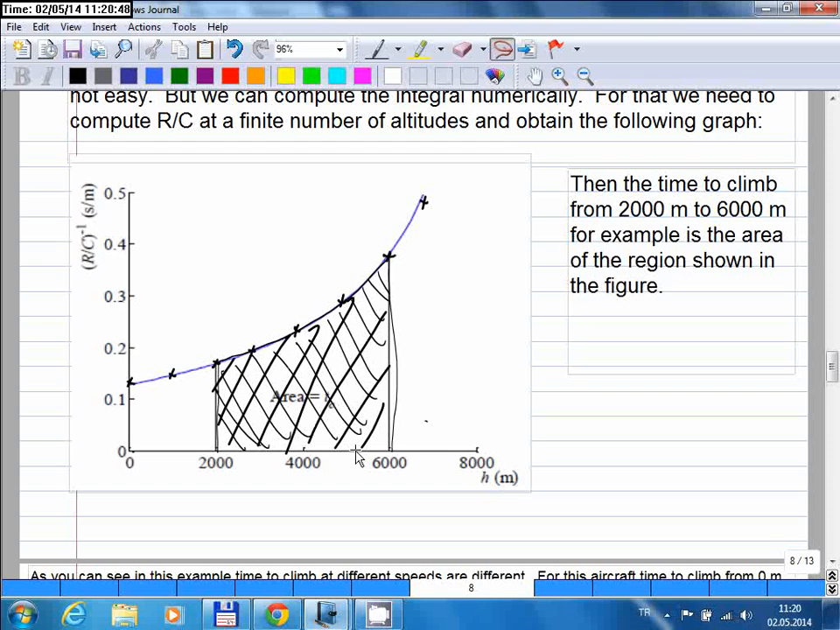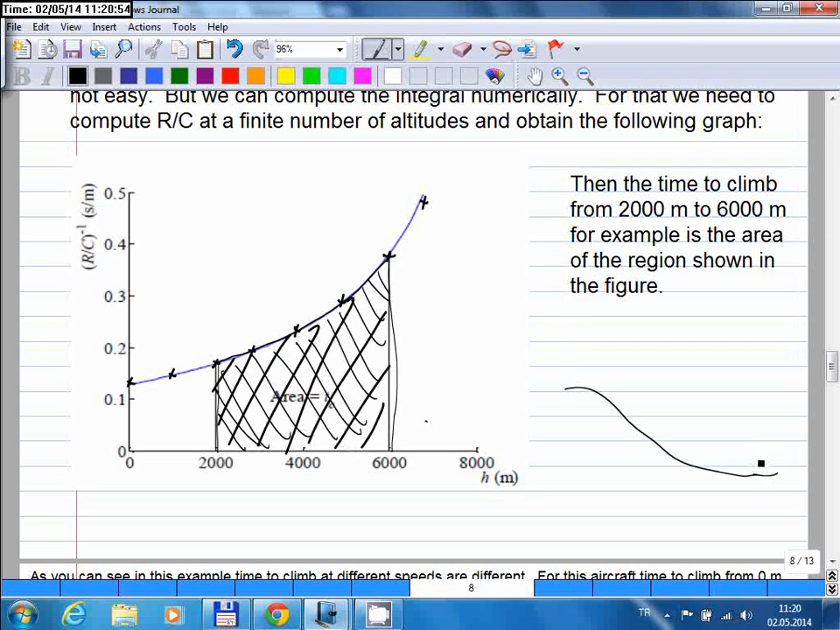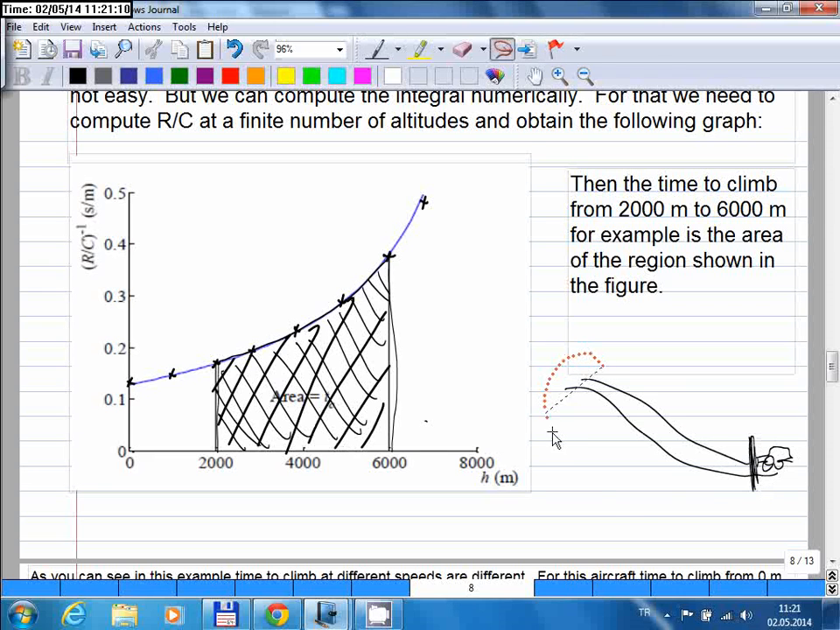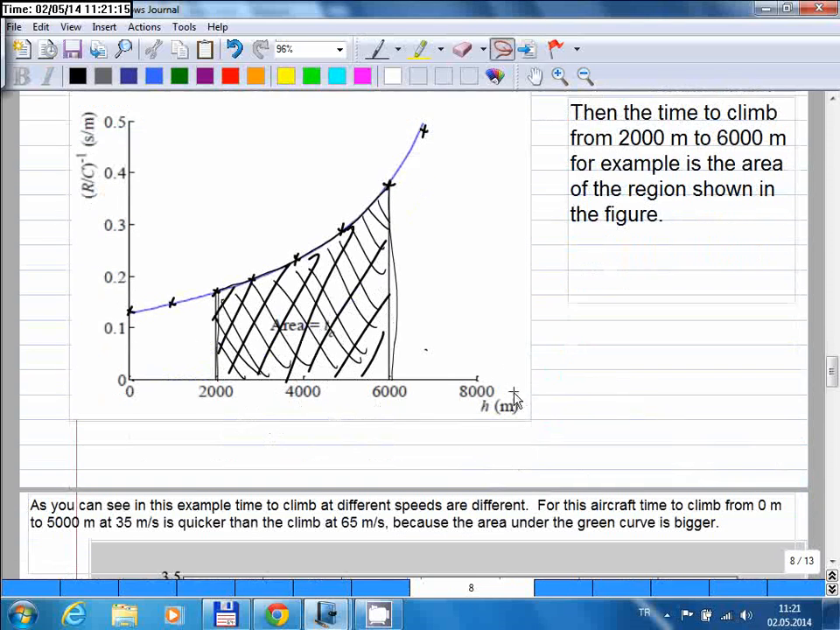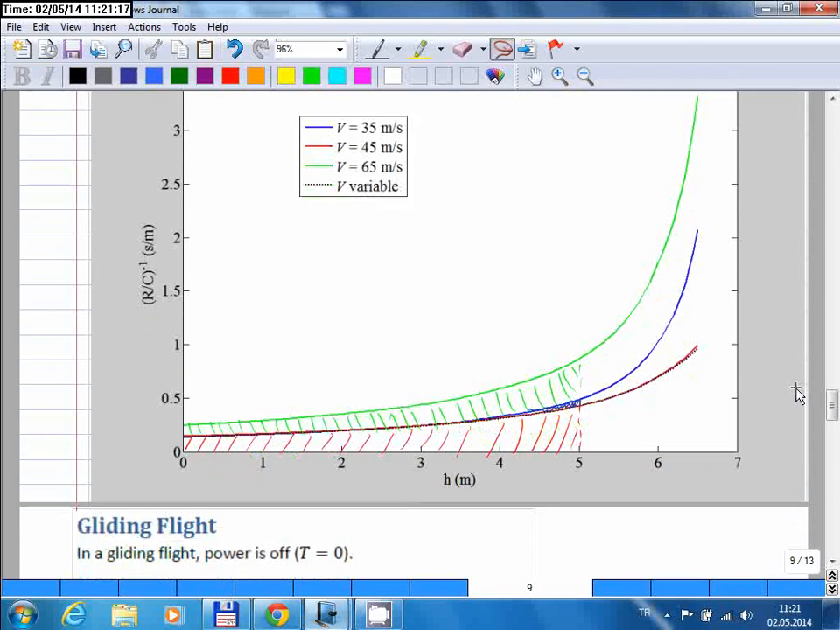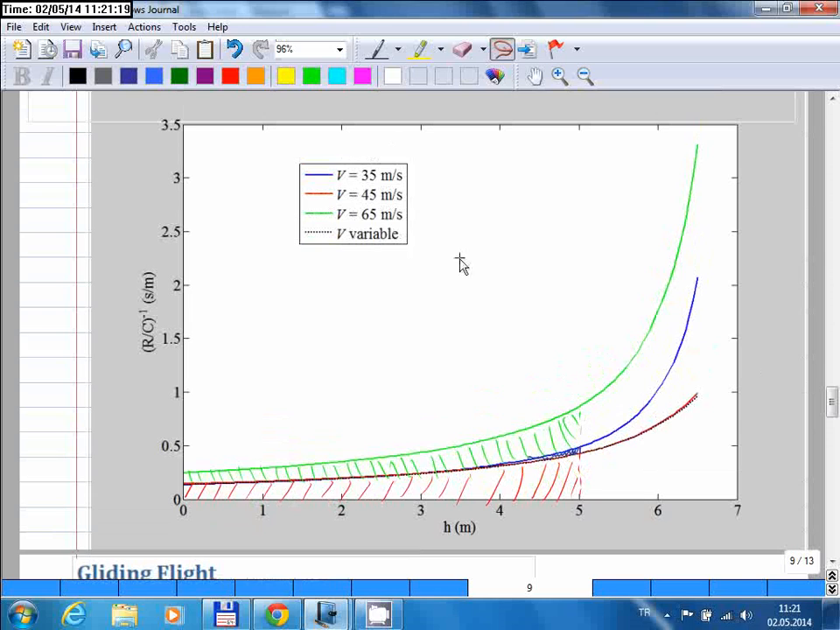If you are driving a car and you are coming to a hill, and you want to climb this hill, then at the beginning of the climb, accelerating as much as possible will allow you to climb it quicker, right? But that's not really the case when climbing with an aircraft.